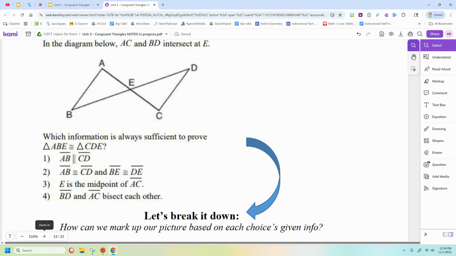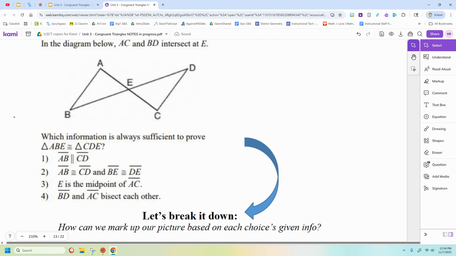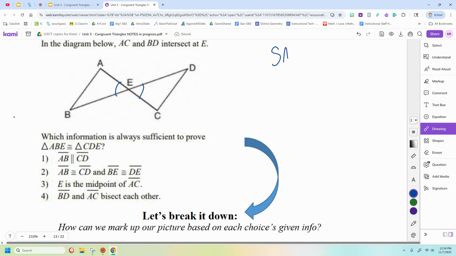Is there a reflexive side? There's vertical angles. So right now, I haven't looked at anything else. Can I mark that this angle is congruent to that angle? So when it says, which information is always sufficient to prove the triangles are congruent? Well, if I have angles in there, I'm probably looking at side angle side, or angle side angle. Hopefully one of these answers will help me get there.